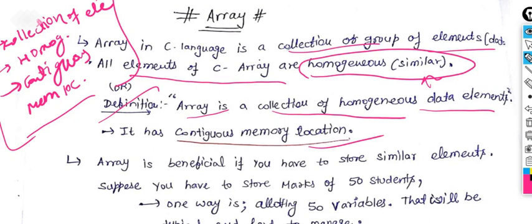Why is there a need for the array? Because in simple variables we can store only one value. For example, I'm taking a num variable. You can store a single value in the num memory space, right? If you take it as integer type, a single value you can store at a memory location. If you want to store 10 different numbers, you need to take 10 variables in order to store the 10 numbers.